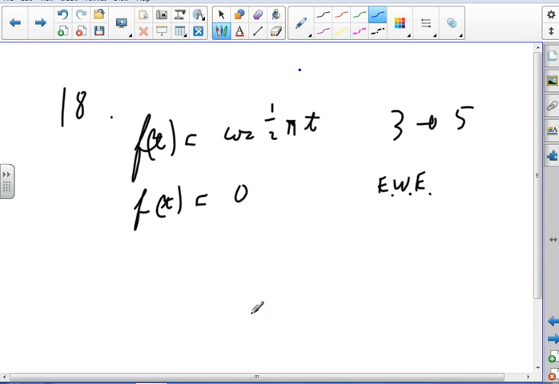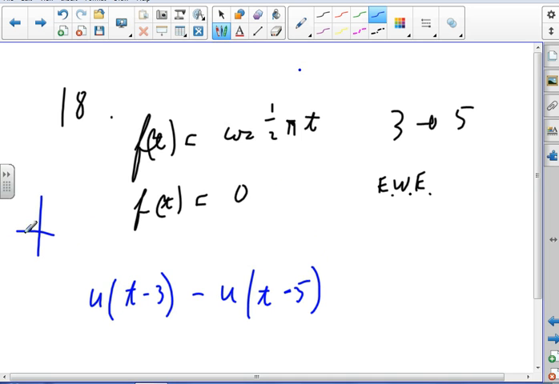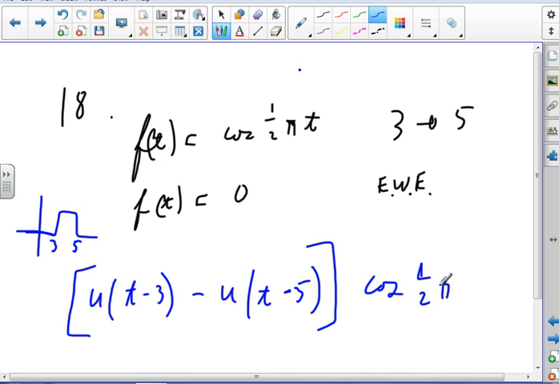Basically, we want a unit step function u(t minus 3), and then we subtract the unit step function u(t minus 5). If we go up at t minus 3 and then subtract t minus 5, we have something that goes up at 3 and down at 5, and that's what this is. And then we want that unit step function times the cosine of 1/2 pi t.